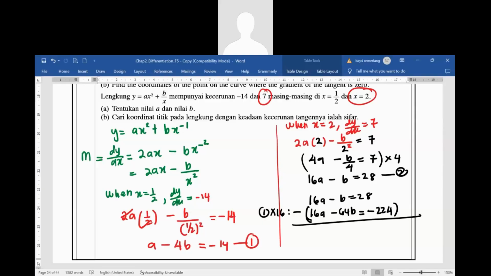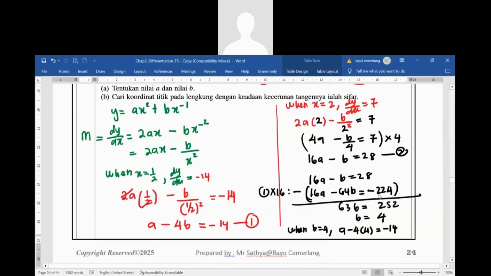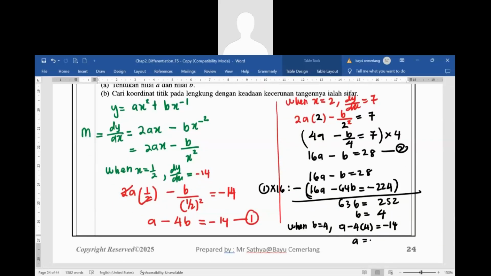Okay, and then we minus this equation. 16 minus 16 gone. Negative 1 minus minus is plus 64 is 63b. 28 minus minus is plus 2 to 4 is 252. And when you divide by 63, b is equals to 4. So when b is equals to 4, 4a minus b, 4 times 4 equals to negative 14. So you can find your a value ready lah.